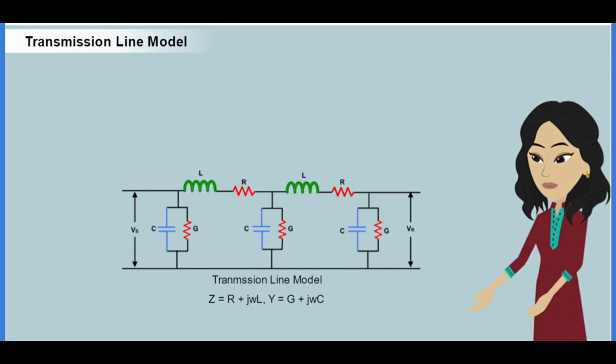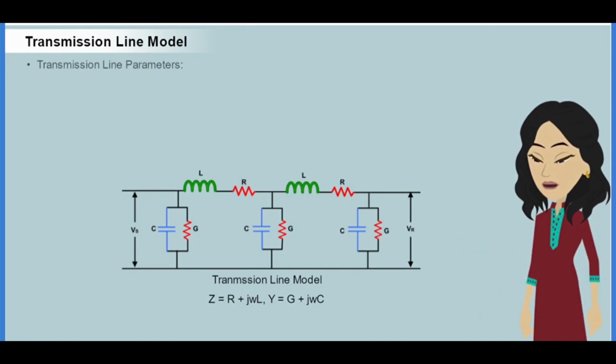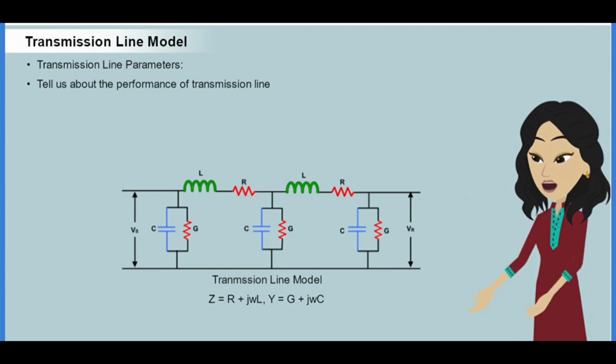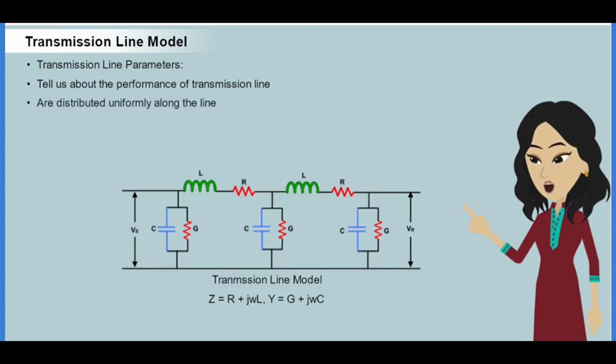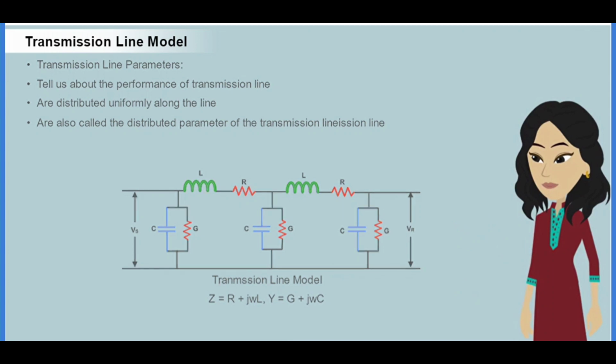To develop models of transmission lines, we first need to determine the transmission line parameters. These parameters, known as the parameters of the line, tell us about the performance of transmission line. These parameters are uniformly distributed along the line. Hence, it is also called the distributed parameter of the transmission line.